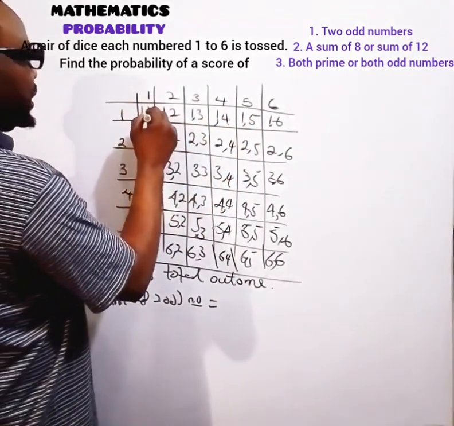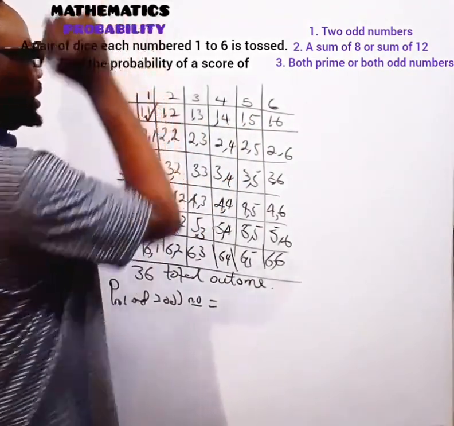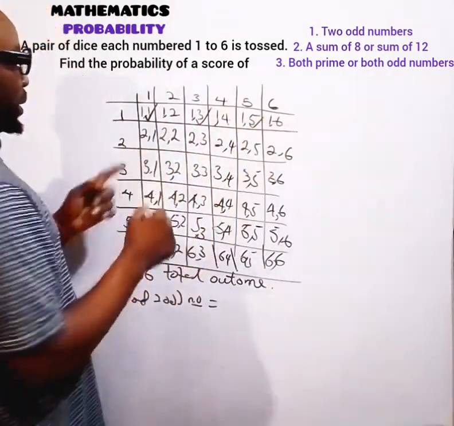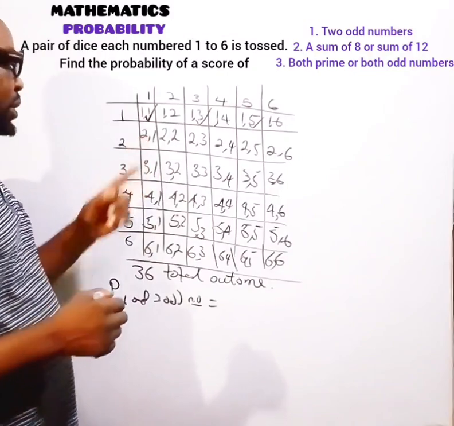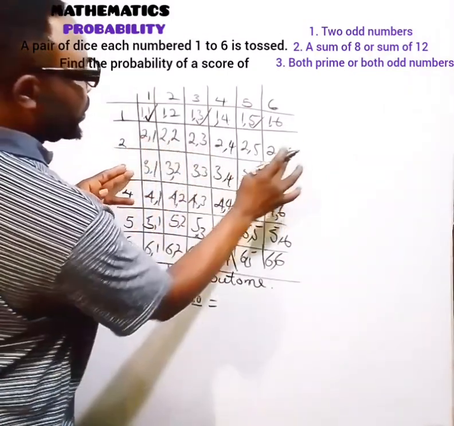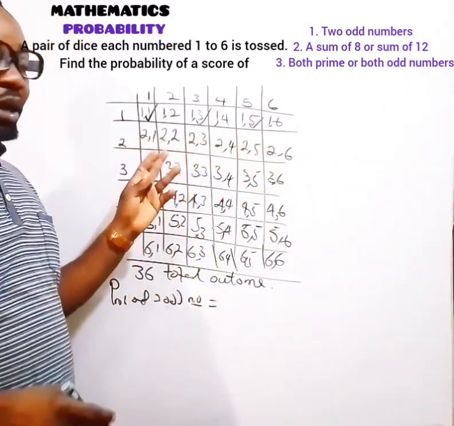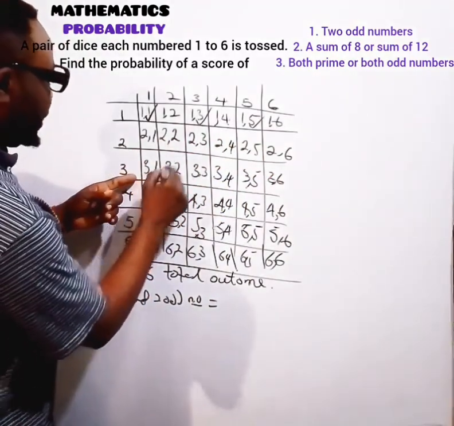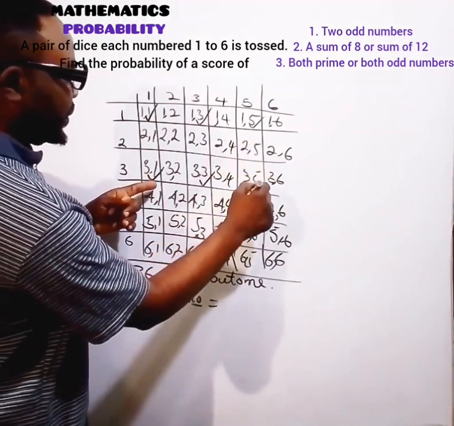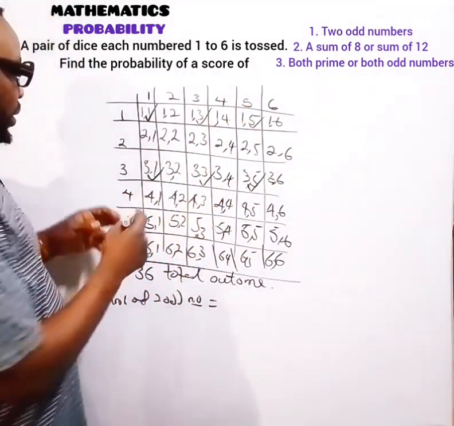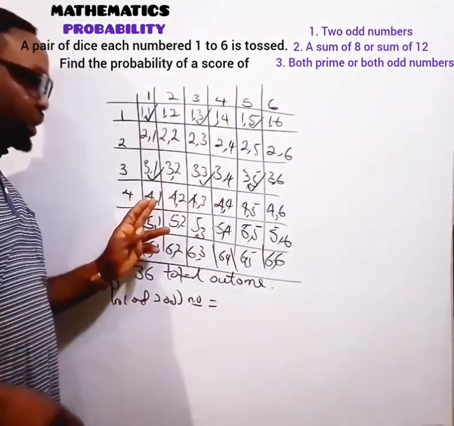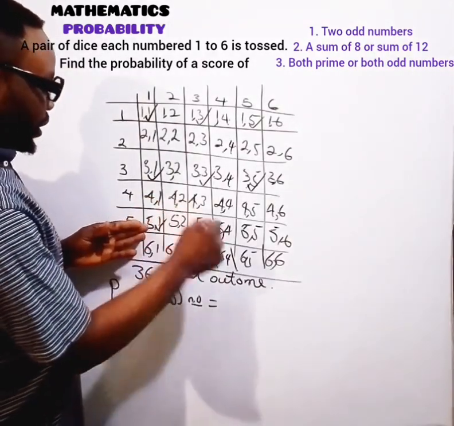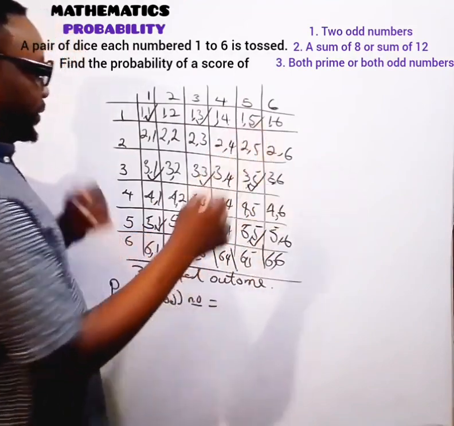1 1, this is 2 odd numbers. I use this symbol now to represent them. 1 1, 1 3, 1 5. 2 is not an odd number, so there's no value that's going to be among them here, because the two numbers must be odd. So we also have here 3 1, 3 3, 3 5. We move here; 4 is not an odd number. So we move here. That's 5 1, 5 3, 5 5.